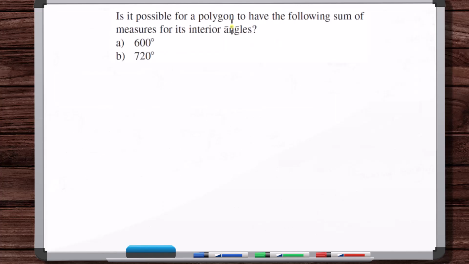Is it possible for a polygon to have the following sum of measures for its interior angles? 600 or 720. So, okay, well, let's get the formula for the sum of the interior angles of any polygon. What we're going to want to do here is we need to get an integer value for n, or else it doesn't make sense, right? So that's what they're going for here.